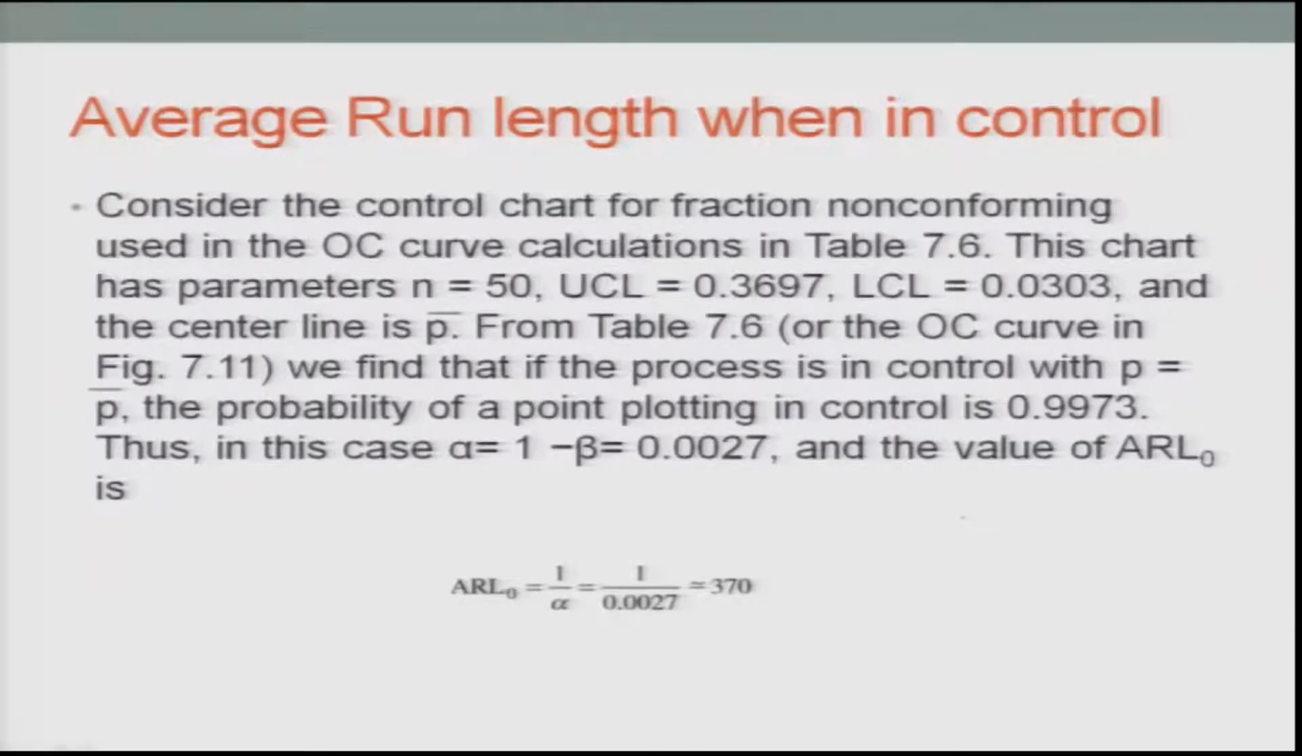This chart has the parameters as already discussed: n is 50, the upper control limit is 0.3697, and the lower control limit is 0.0303. The central line for the calculation will be p bar, and from that I can find the value of beta, which comes out to be 1 minus 0.0027. Based on that, you can find the average run length, which comes out to be about 370.